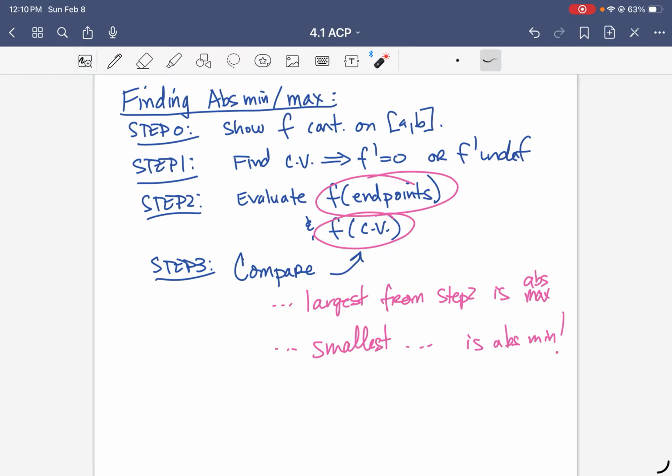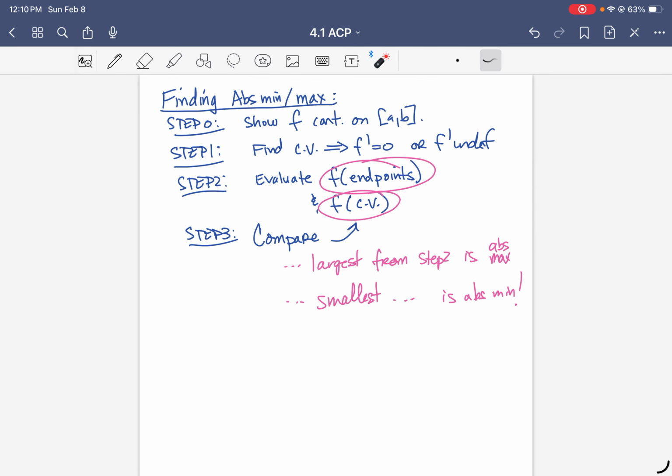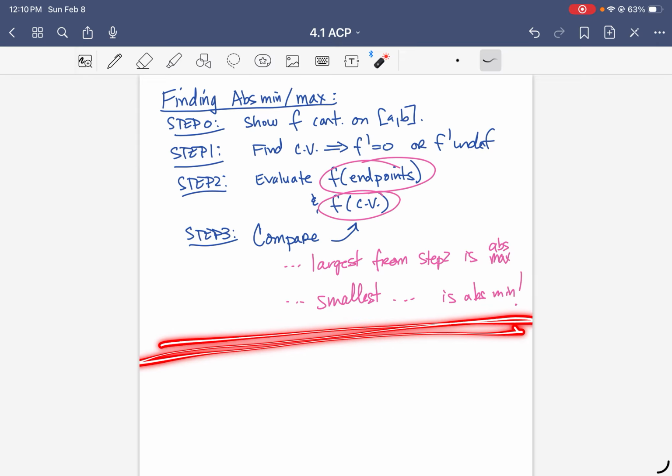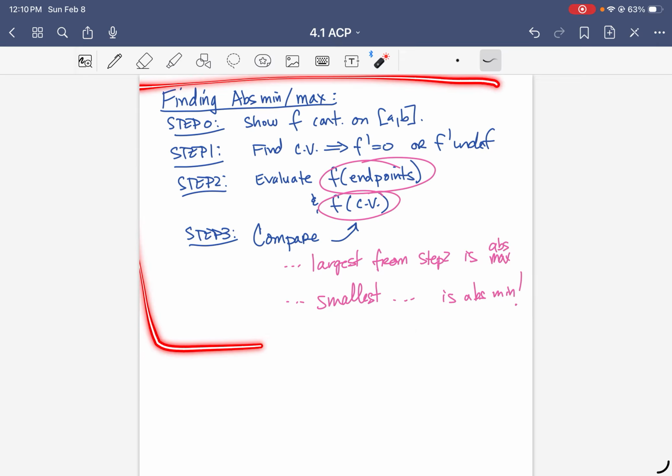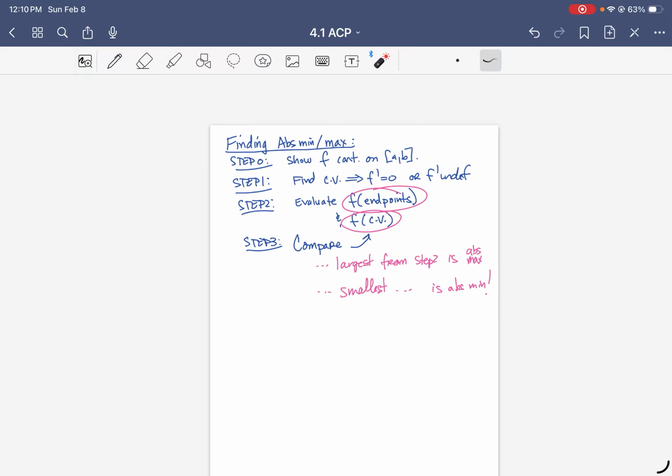Well, you would need to show that your function is continuous on a closed and bounded interval, find critical values, evaluate f of the endpoints and f of the critical values, and then compare what you got in step 2, where the largest from step 2 is your absolute maximum, and your smallest is your absolute minimum. I would assume by the next time I see you, you can describe this procedure to someone. If they ask, how do you find an absolute min or max? Describing this process would be very important.